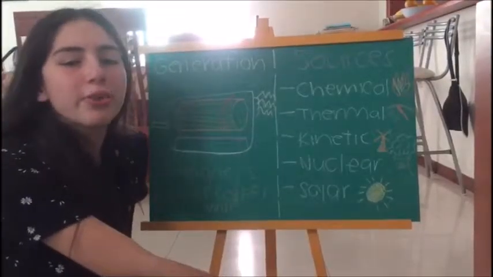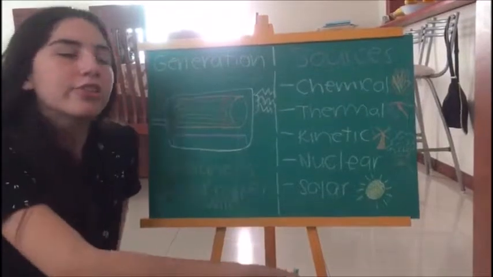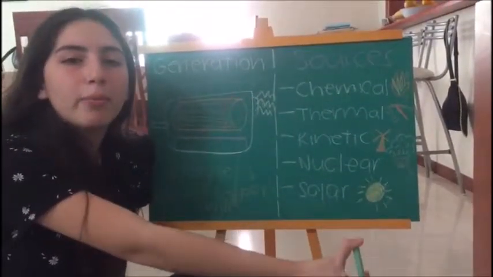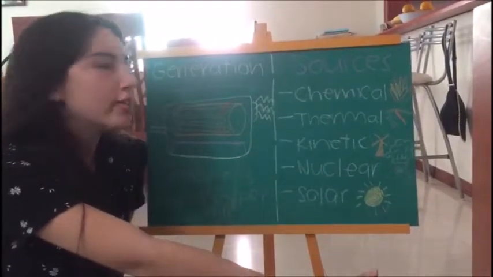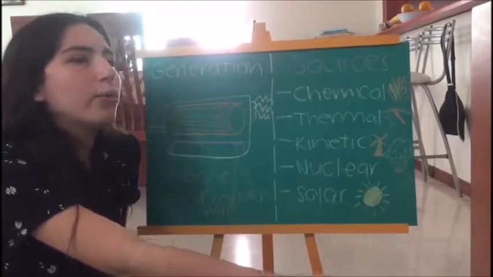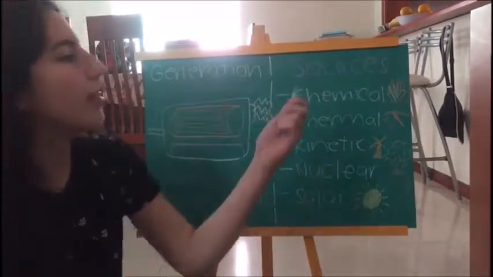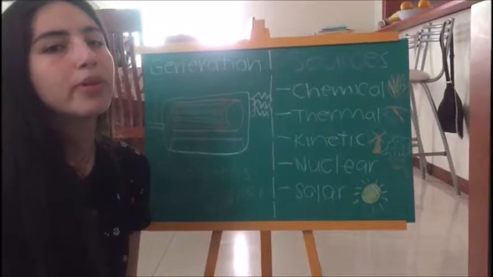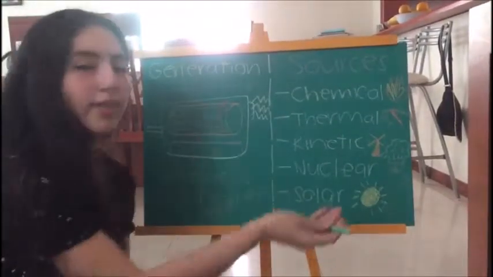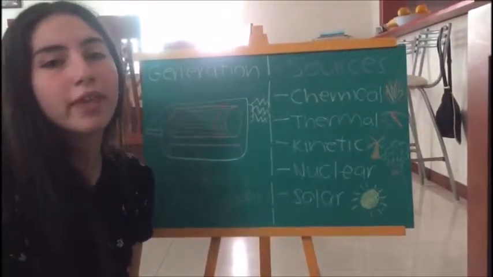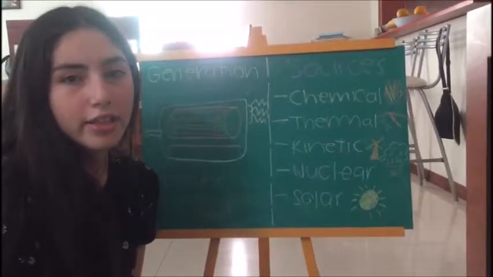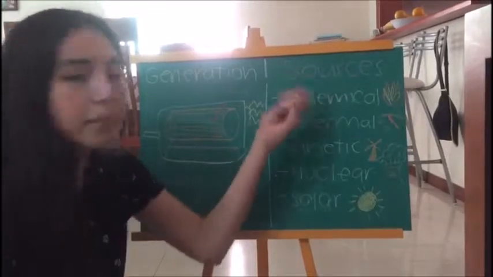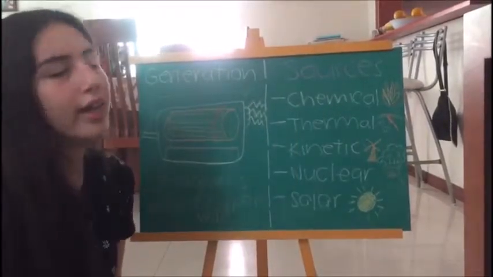Moving on to the sources, we have 5 main sources of electric energy. The first one is chemical. This one is made when you burn carbon-based materials, for example, wood. It produces heat energy, which is then transformed into electric energy, for example, in a battery. Then we have the thermal energy, which comes from things that are underneath the earth, like, for example, when you burn fossil fuels, also combustion, or natural gas.